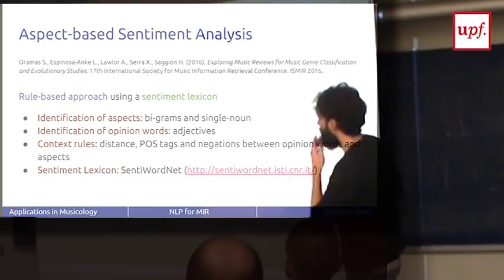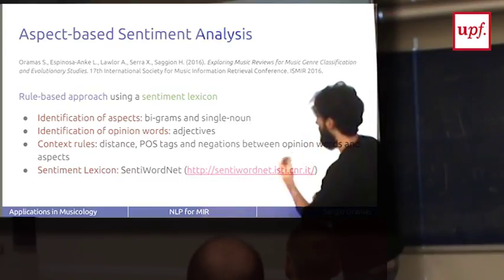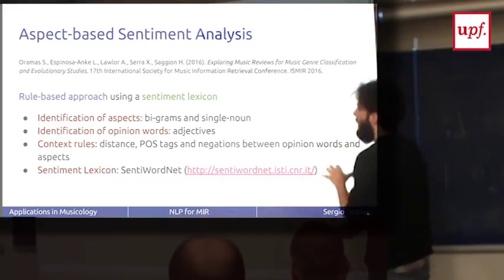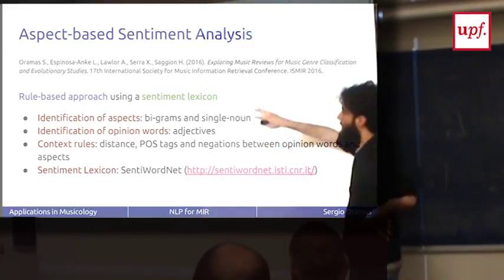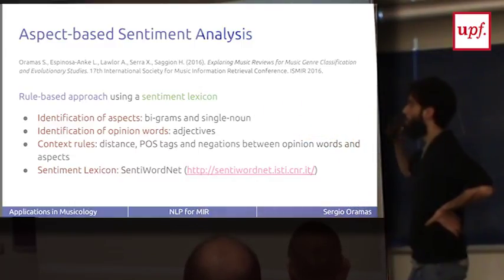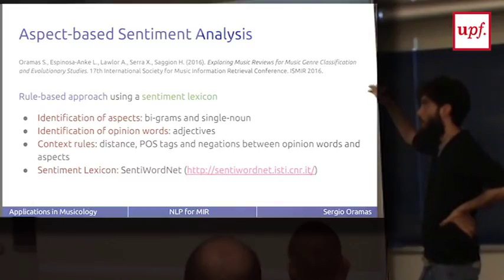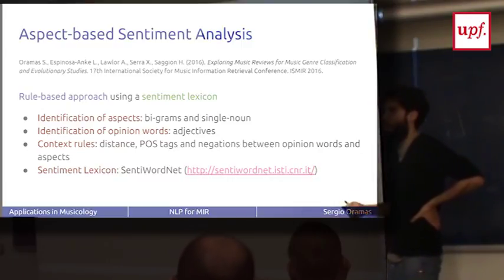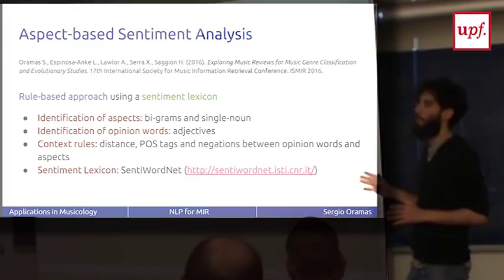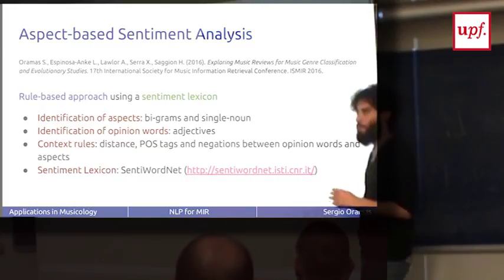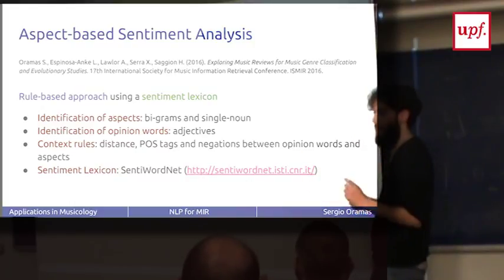So, this aspect-based sentiment analysis is based on a sentiment lexicon, so this score is based on a sentiment lexicon. A sentiment lexicon is a dictionary where you have a lot of words and a score associated with each word. So you have great, and perhaps for great you have one. You have good and you have 0.7. You have bad and you have minus 0.5 or whatever. So every word has a score.